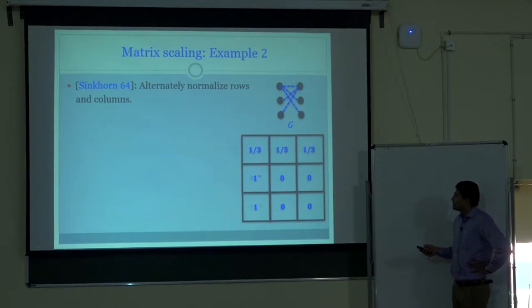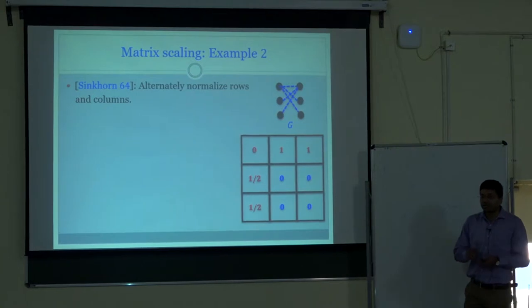You normalize the rows, you normalize the columns, normalize the rows, and so on, and eventually you converge. And eventually you reach this thing. This entry will be very small, and then you can see that when you normalize the rows, you get this. Normalize the columns, you get this. You never reach this.